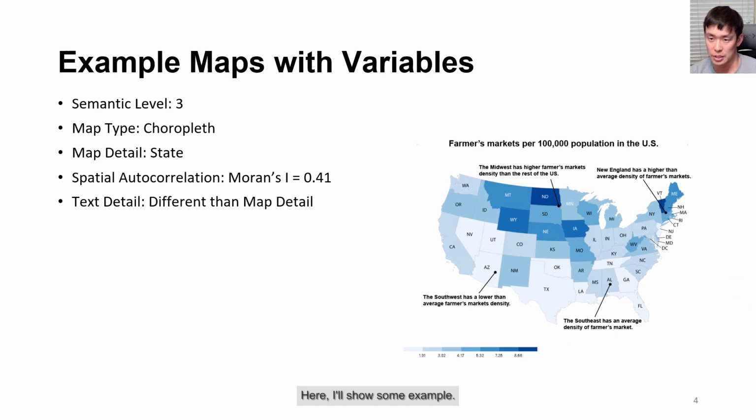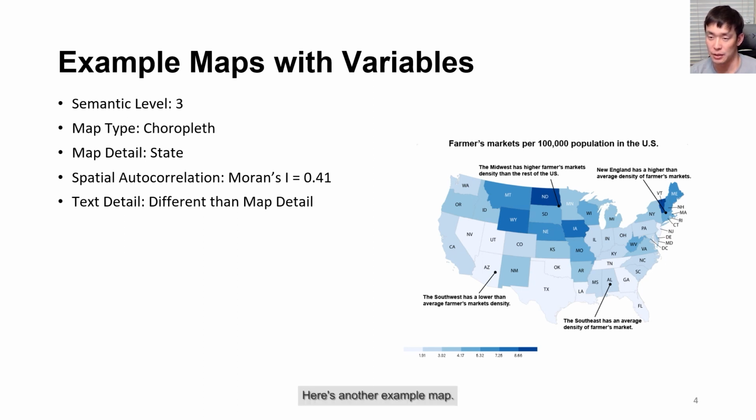Here, I'll show some example maps with variables. This map is a choropleth map. It uses semantic level 3 annotations. It's at the state detail. The spatial autocorrelation is measured by Moran's I, which is 0.41, and the text detail is different than map detail because the text detail refers to regions such as Southwest, Southeast, Midwest, New England, which do not align with the state map detail.